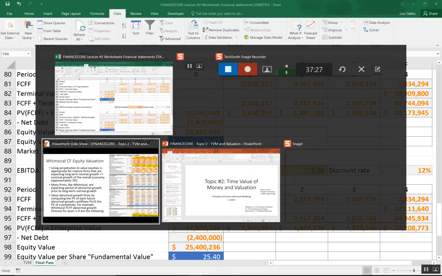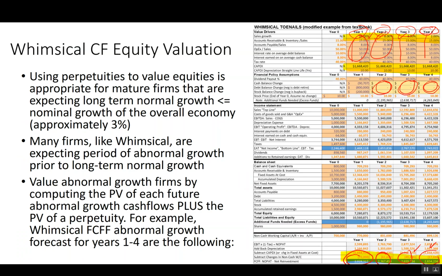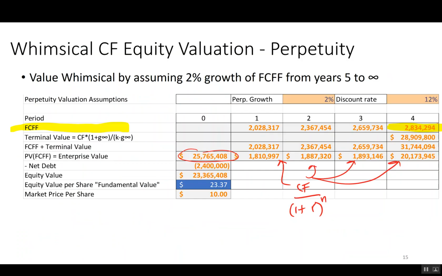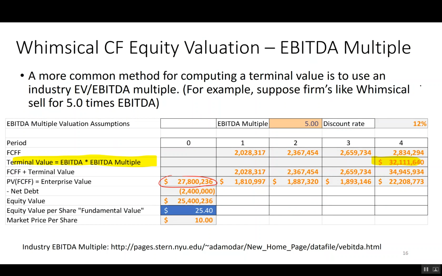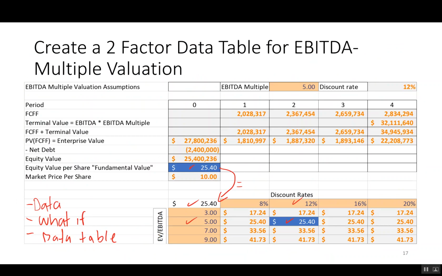So let's go back to our presentation. We calculated our present value perpetuity of cash flows. We then did our EBITDA multiple valuation of cash flows. And the last thing we're going to do before we go a little bit into VBA is a data table. In other words, how do I do sensitivity analysis around this final valuation? We'll do the final valuation of the EBITDA multiple valuation. So let's go back. We're going to set up something called a data table.